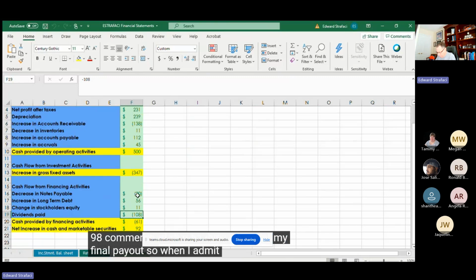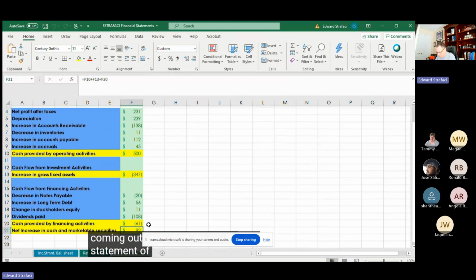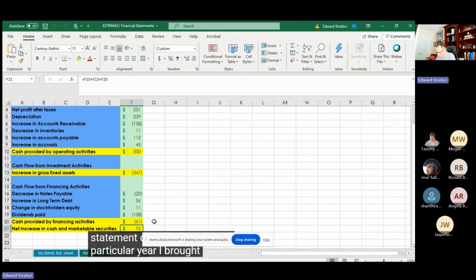So when I net these out, that's my cash provided by financing activities. So when I add this, I subtract actually, and what I did was I did an add because I made these negatives. It's again another little free Excel tutorial. I'm coming out with 92,000. So that's my statement of cash flows. In this particular year, I brought 92,000 positive into my account.